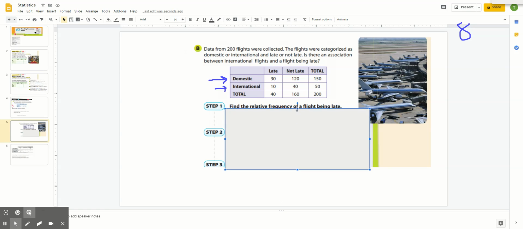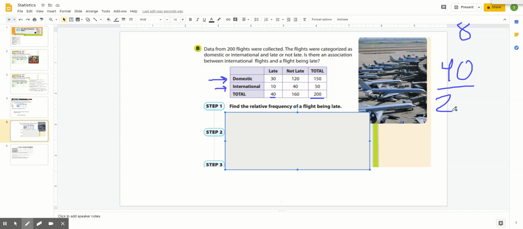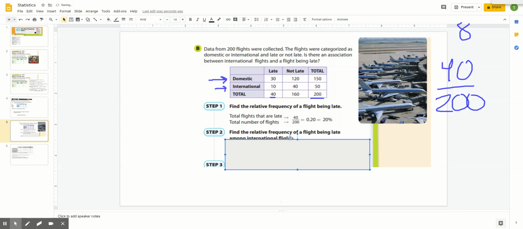All right, so let's use everyday math strategy there. All right, so what is the frequency of it being late, any flight being late? Okay, so take a look there. We're going to do our total. All right, so that's 40 out of 200. All right, and I can simplify across again to get that percent if needed, right? And now let's go to our next question. All right, find the relative frequency of a flight being late among international flights.